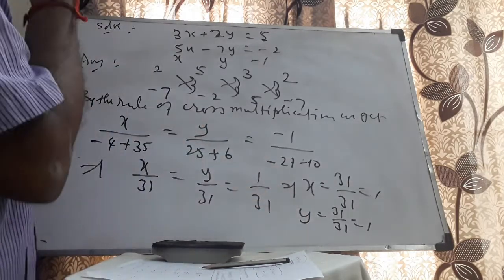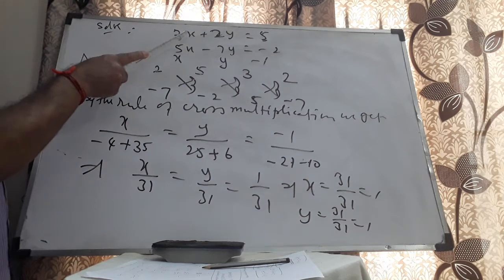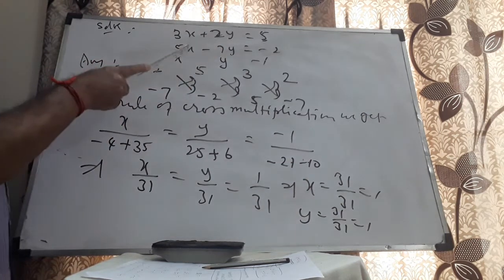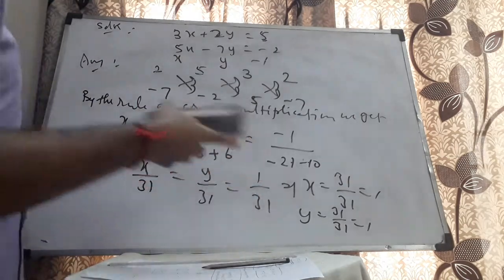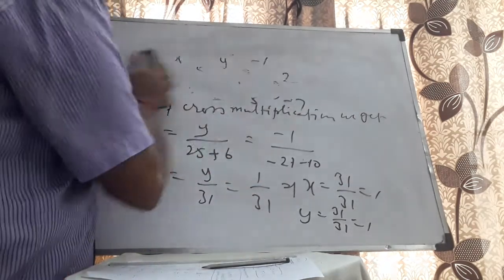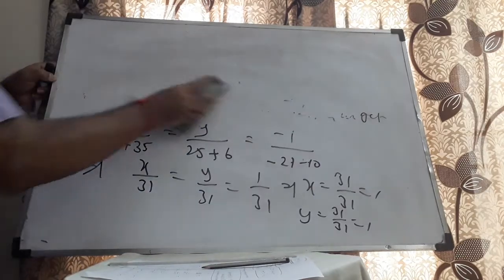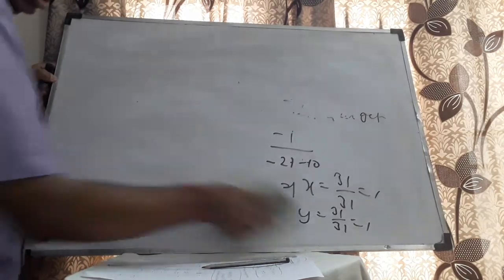You can take down and write. You can check by substitution here. 3 into 1 plus 2 into 1 is 5. 5 into 1 minus 7 into 1, 5 minus 7 is minus 2. Therefore my answer is correct.